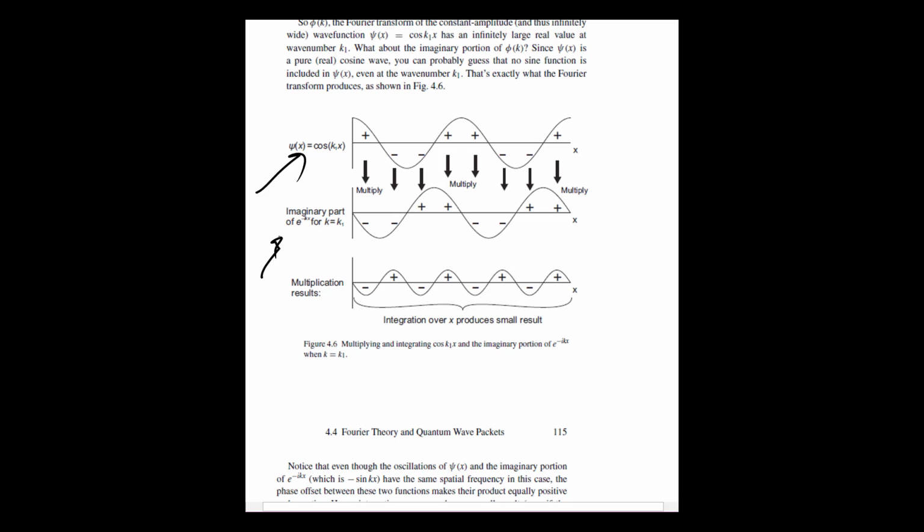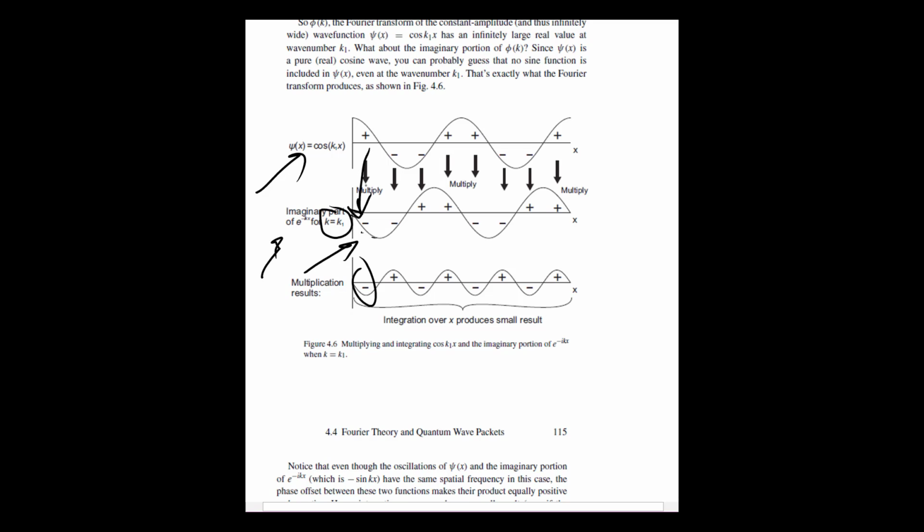Now let's see what happens when we multiply psi of x, which is still cosine k1x, by the imaginary part of e to the minus i kx, but we are, again, going to only take the one where k equals k1. So the wave numbers match perfectly, but this one has a minus sign, because we're doing e to the minus i kx. So here's a minus sine wave, and look at what happens when you multiply our cosine k1x times this minus sine of k1x.